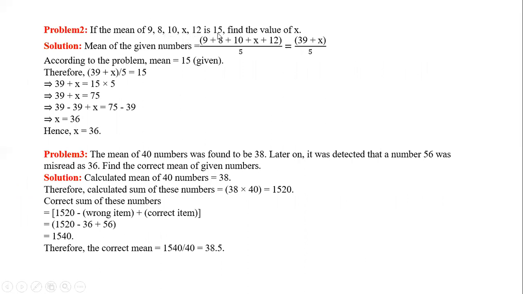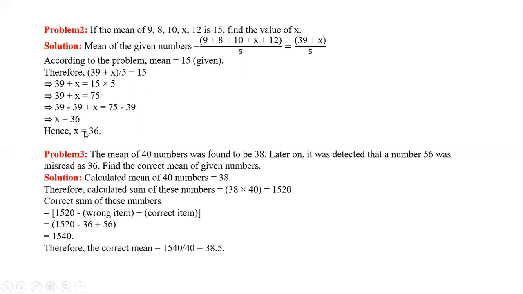The mean of five numbers is 15; find the value of x. We know the formula for the mean is the sum of the individual values divided by the total number of individuals. So (39 + x)/5 equals the given mean, which is 15. So 39 + x = 15 into 5.